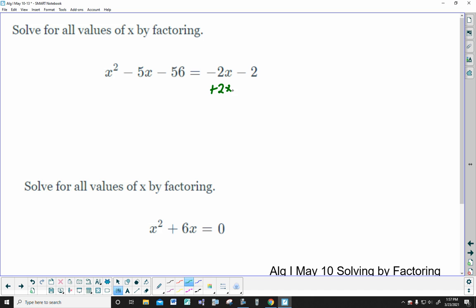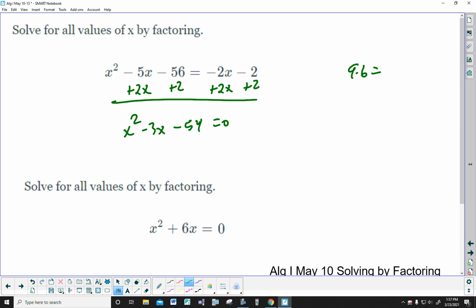So I'm going to add 2x and add 2x. I'm going to add 2, and I'm going to add 2. So now I've got x squared minus 3x minus 54. Okay, what is that, 9 times 6 is 54? And lo and behold, how far apart are they? 3 units apart. So they multiply to negative 54 and add to negative 3. So how about minus 9 plus 6? They multiply to negative 54, but add to negative 3.